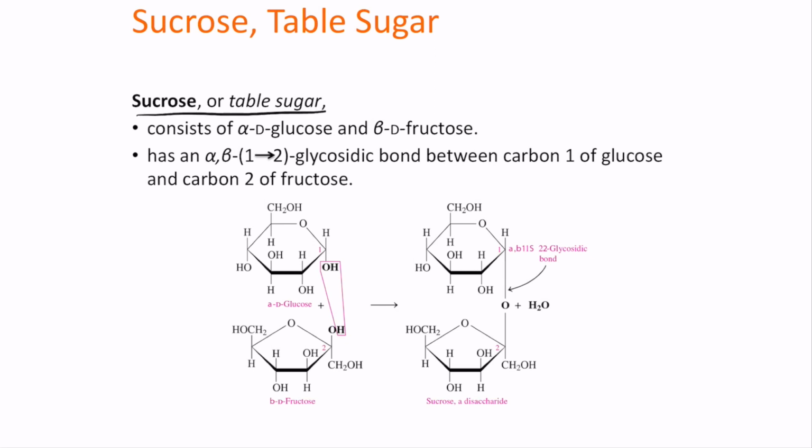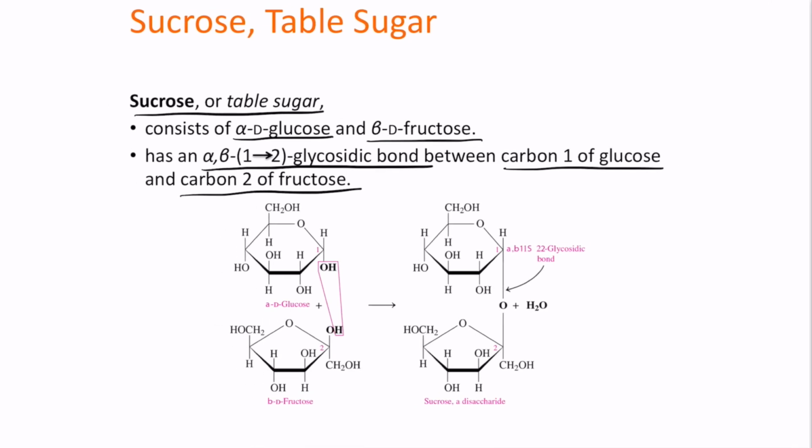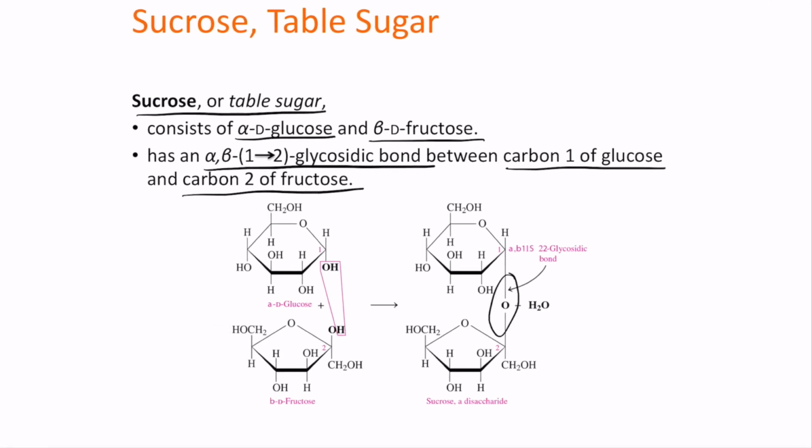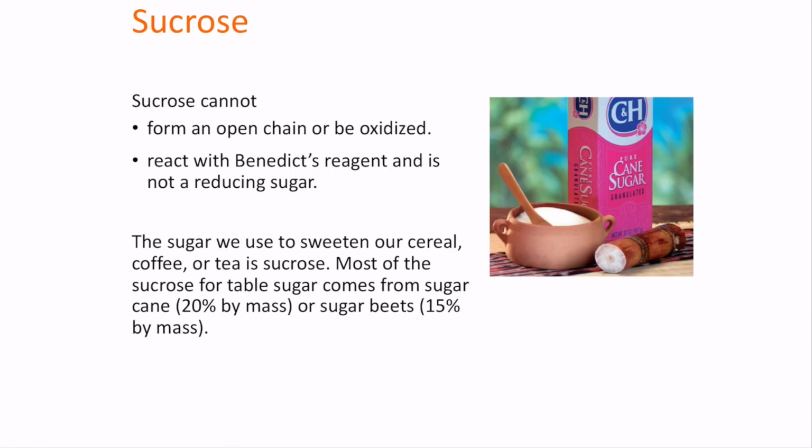Sucrose is generally referred to as table sugar. It contains alpha D-glucose and beta D-fructose. Here it has an alpha beta 1 to 2 glycosidic bond, between carbon 1 of glucose and carbon 2 of fructose. So this bond is an alpha beta 1,2 glycosidic bond. Now sucrose cannot form an open chain or undergo oxidation. It does not react with Benedict reagent and it's not a reducing sugar.